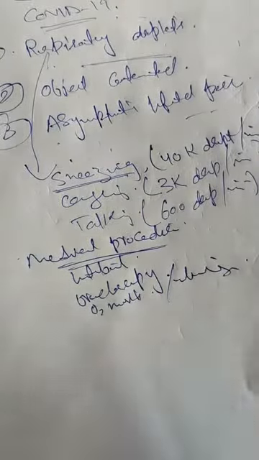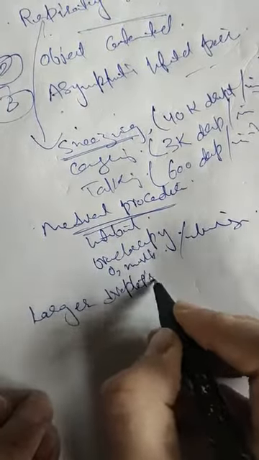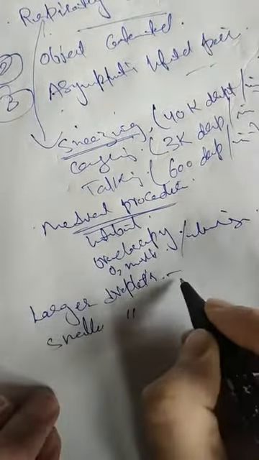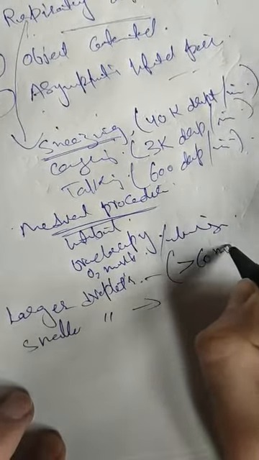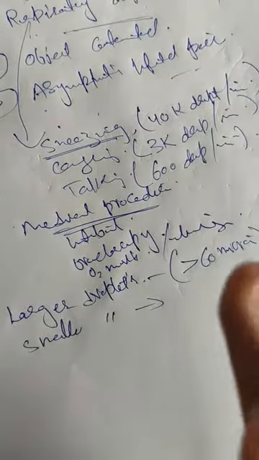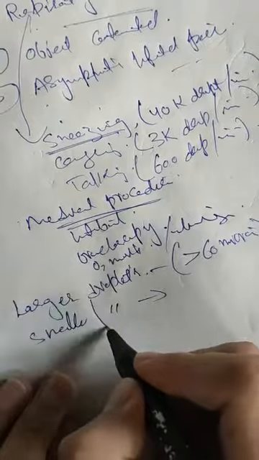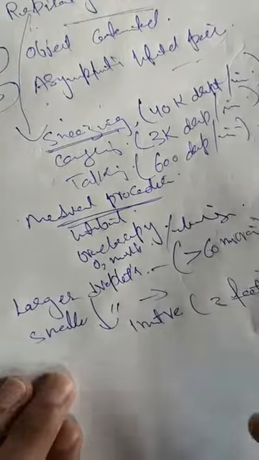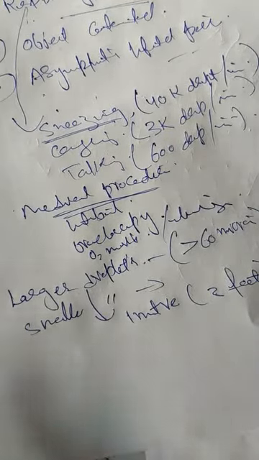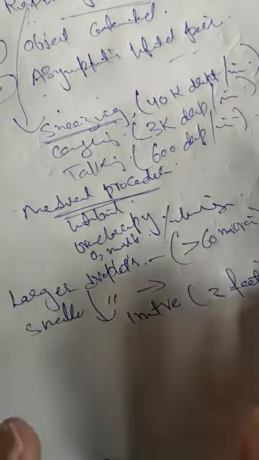Now, droplets are also classified as larger droplets and smaller droplets. Larger droplets means the size is more than 60 microns. When the size of droplets is more than 60 microns, these larger droplets tend to spread around 1 meter, that means almost 3 feet. So these larger droplets spread about 1 meter, that means 3 feet, and thus they require droplet precautions.